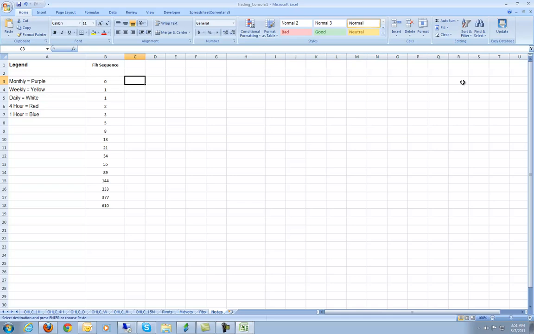0 is the first number in the Fibonacci sequence. 1 is the second number. The way we get to the third number, which is also 1, we do this. This equals this plus this. We go enter. Then I take this, and I just pull it right on down, and that's how you get the Fibonacci sequence. And you can just keep going on and on and on. That's how I keep track of my Fibonacci's.